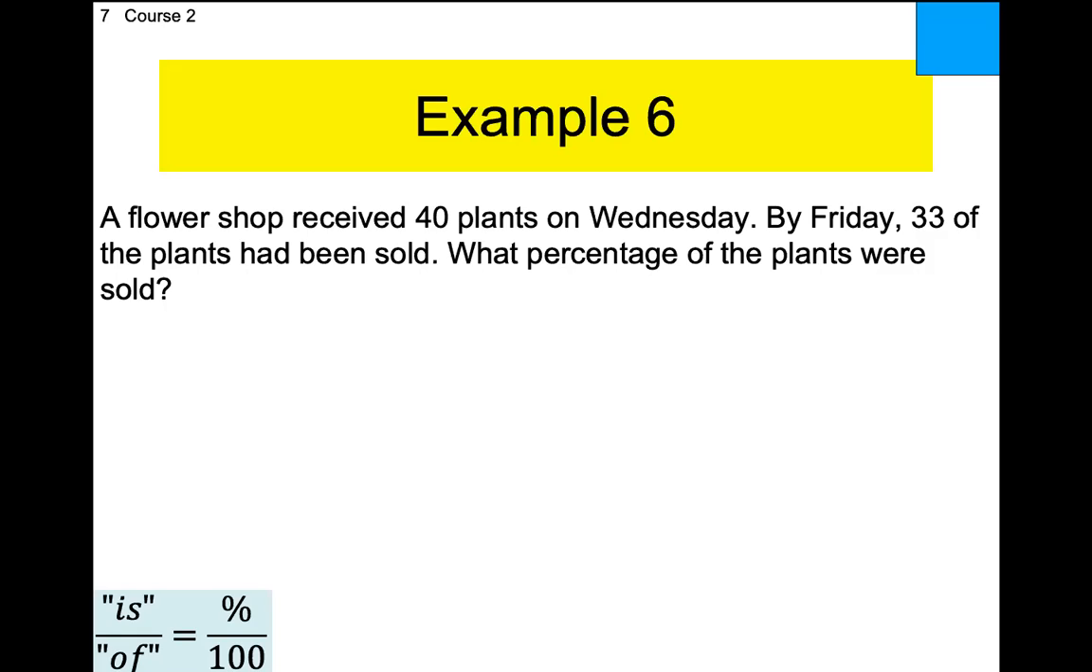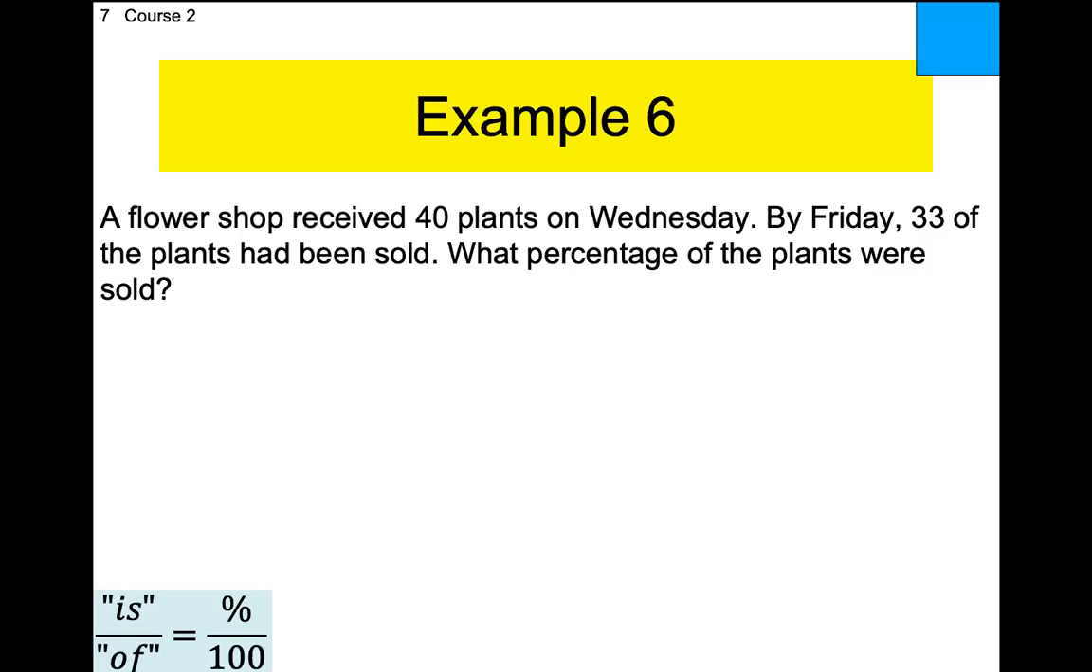Okay, so think about this. It says you received 40 plants, right? I got 40 plants. You sold some. What are the possibilities of how many you sold? What's the least I could have sold? What's the max I could have sold? So this number here is going to be somewhere between 0 and 40. Clearly, it's going to be smaller than 40, or it's going to be 40 exactly. You sell 40 of 40, you've sold 100%, right?